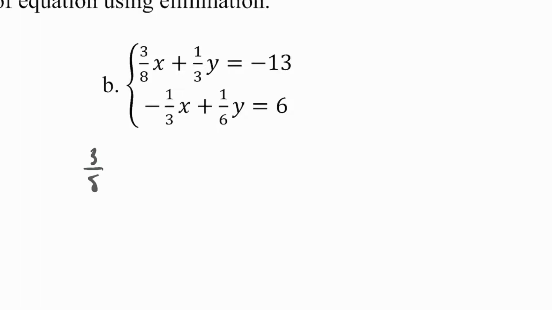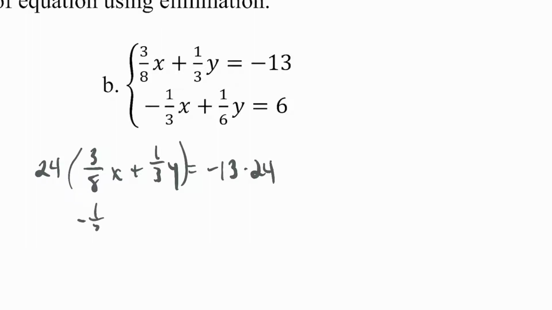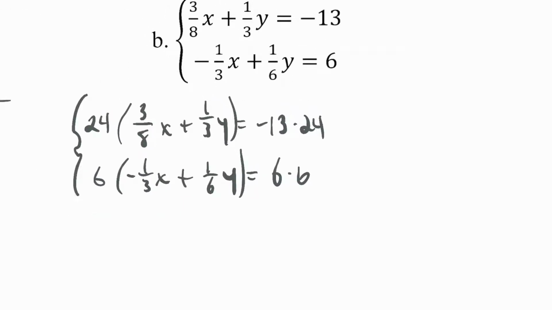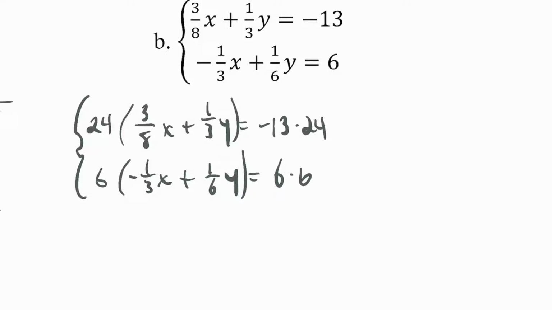So 3/8 x plus 1/3 y equals negative 13. I'm going to multiply by 24 because 8 times 3 is 24. And then the bottom equation rather, I'm going to multiply by 6 on both sides because 6 is a multiple of 3, so I don't need to use 18. Okay, and I'm going to keep the curly bracket.